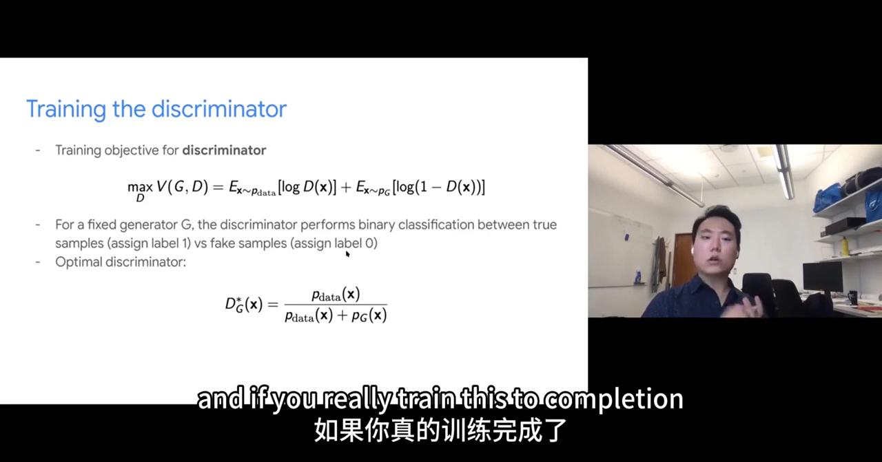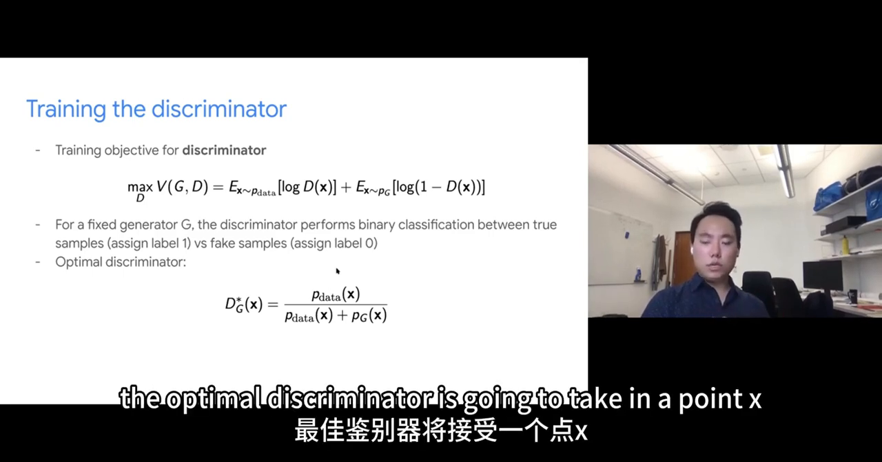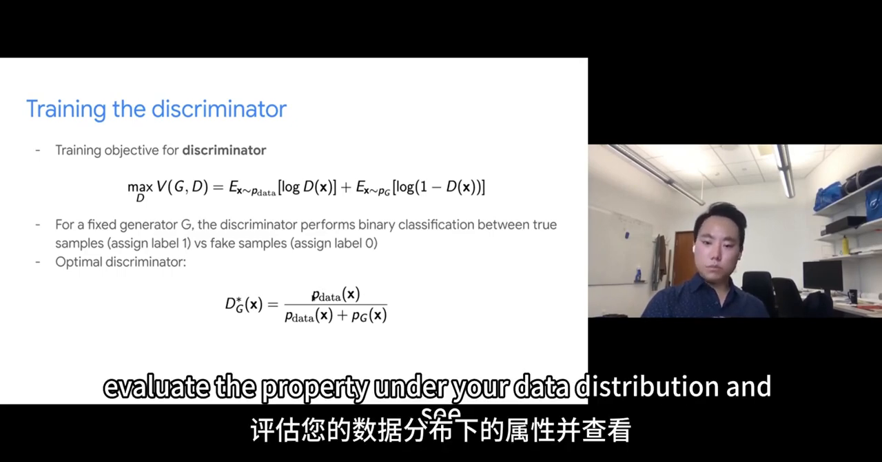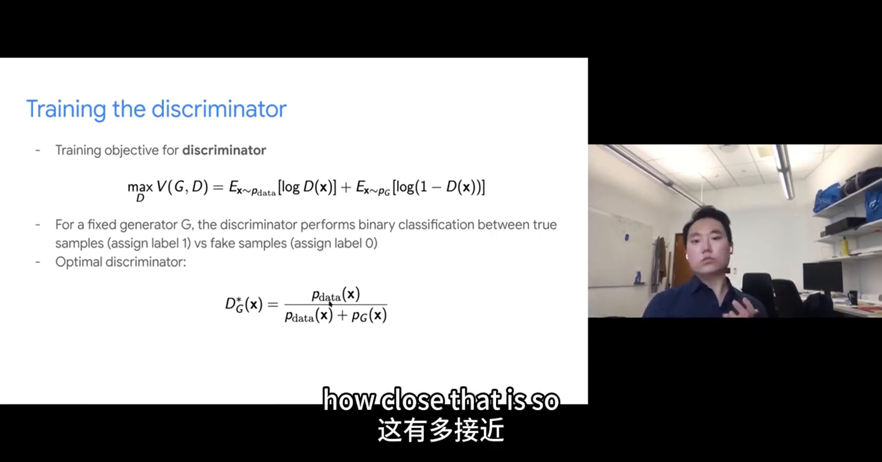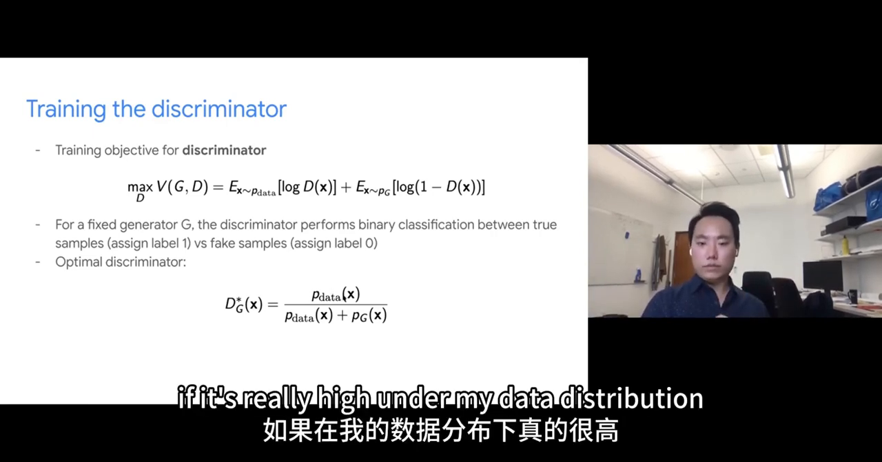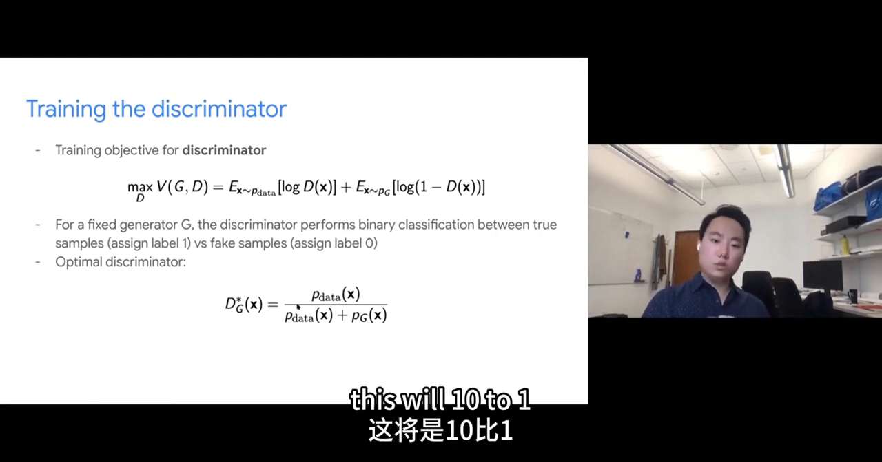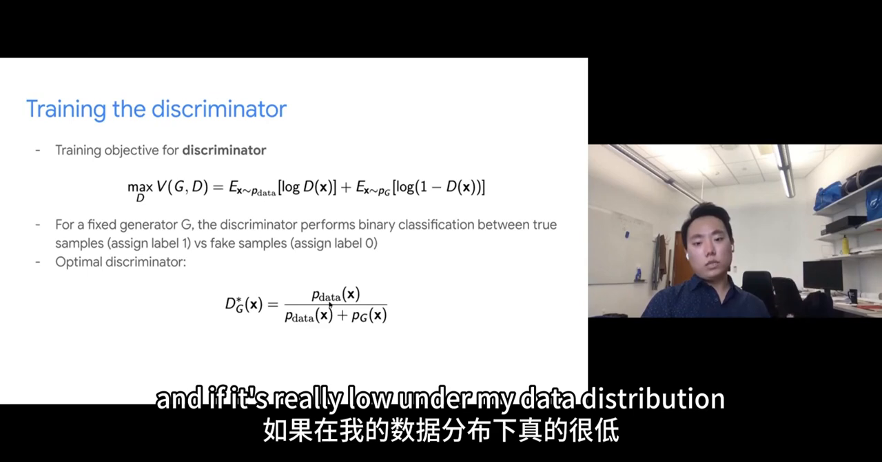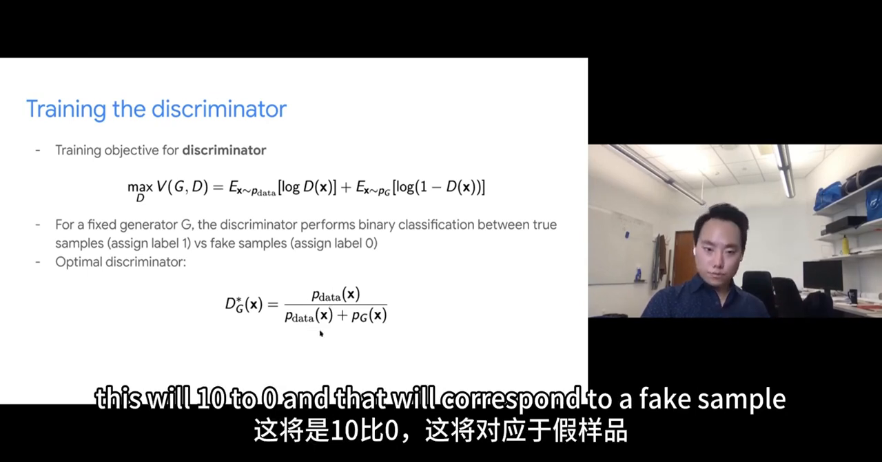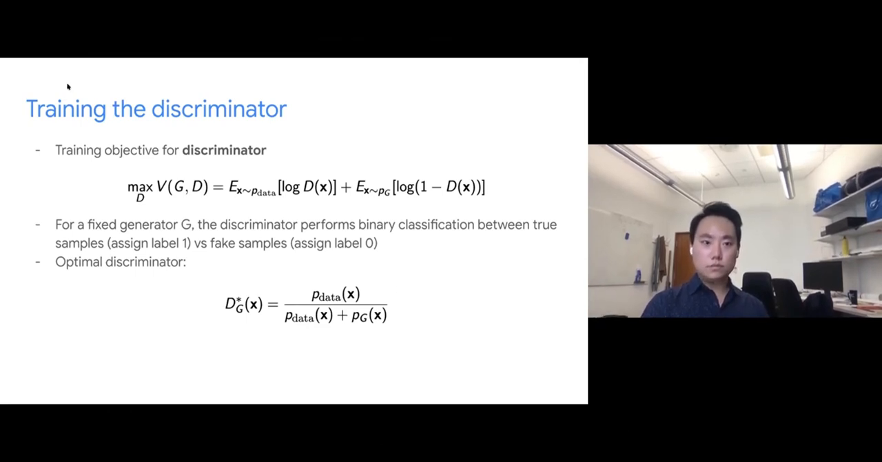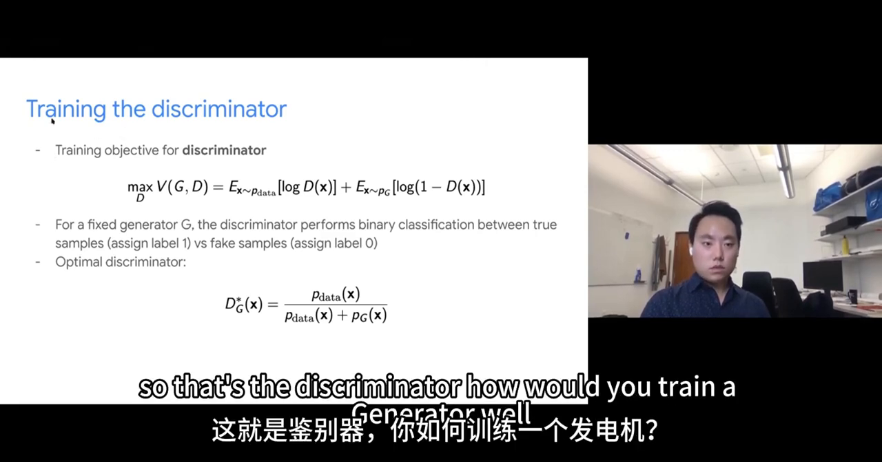And if you really train this to completion, the optimal discriminator is going to take in a point x and actually evaluate the probability under your data distribution and see how close that is. So if it's really high under my data distribution, this will tend to 1. And if it's really low under my data distribution, this will tend to 0, and that will correspond to a fake sample.